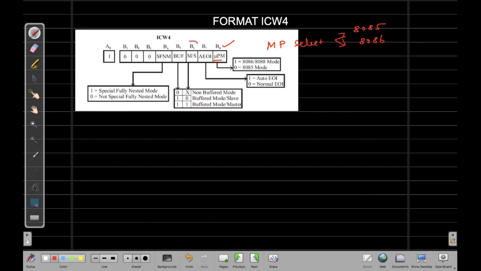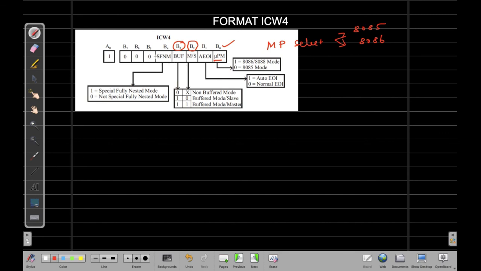Then bit B2 will indicate whether the device which is communicating is operating in master mode or slave mode. The next bit is called the buffer bit. The buffer bit and master-slave bit will operate together. So this is the sequence in which it needs to be programmed. If I am placing 0x, then the indication is non-buffered mode. If I program 10 in this position, the meaning is buffered mode slave. If I am programming 11, the meaning is buffered mode master. So this is how these bits can be programmed.